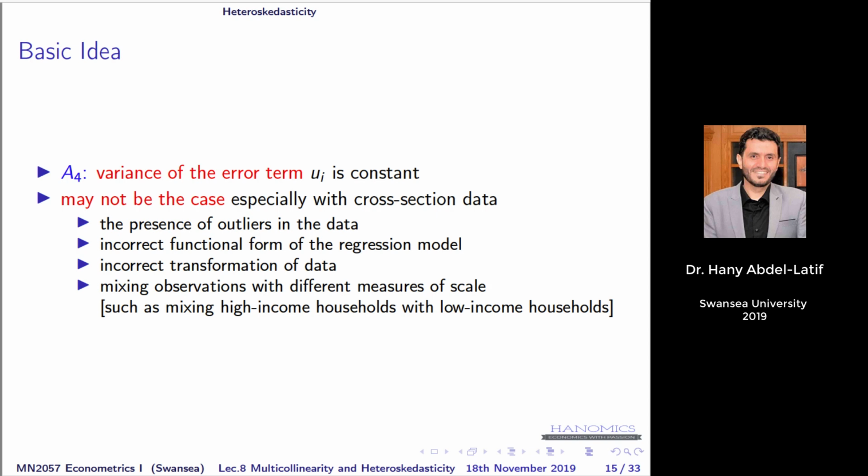So usually in cross-section data, it's very difficult to estimate a model where your errors are actually homoskedastic, or have constant variance. Sometimes you have outliers, which means extreme values in your data, or you have an incorrect functional form, etc. So there are different reasons why you might have an error that doesn't have a constant variance.